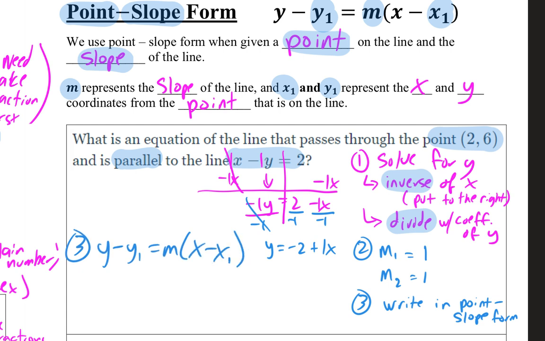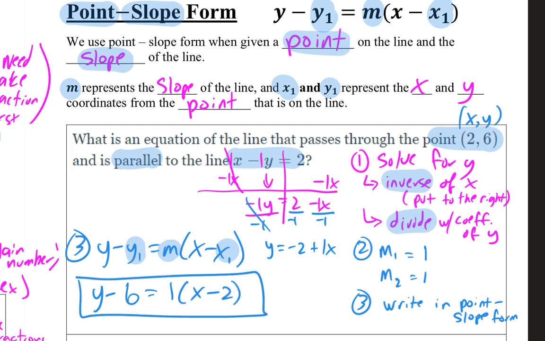Okay, so let's just plug in right over here. We're going to fill in the stuff. We're going to say y minus, okay, the y value of our point. We're going to remember that x comes first, then y comes second. So we're going to put 6, equals the slope that we were going to use. We said our new slope is 1 times quantity x minus, the x value is 2. They wanted the equation in point slope form, so that's our answer.